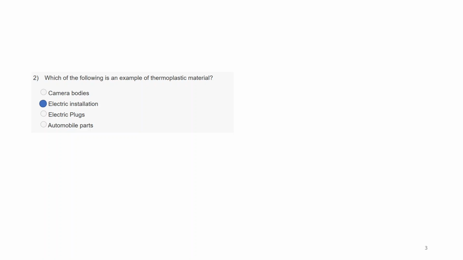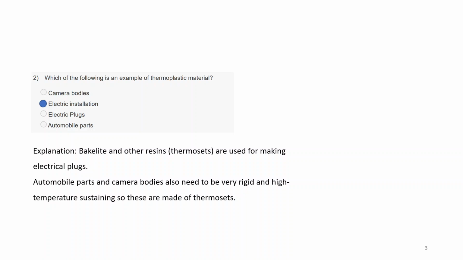So the correct answer here will be electric installation. Explanation: bakelite and other resins such as thermosets are used for making electric plugs. And automobile parts and camera bodies also need to be very rigid and high temperature sustaining. So these are also made of thermosets.